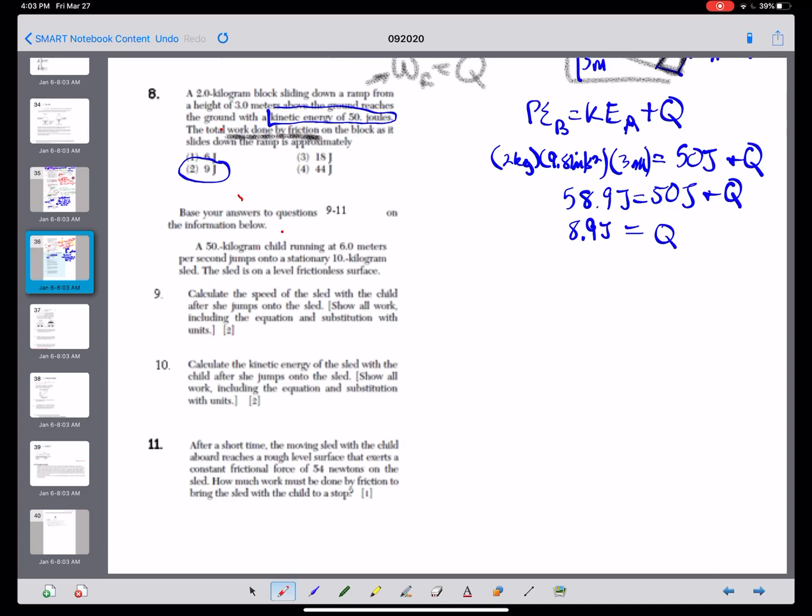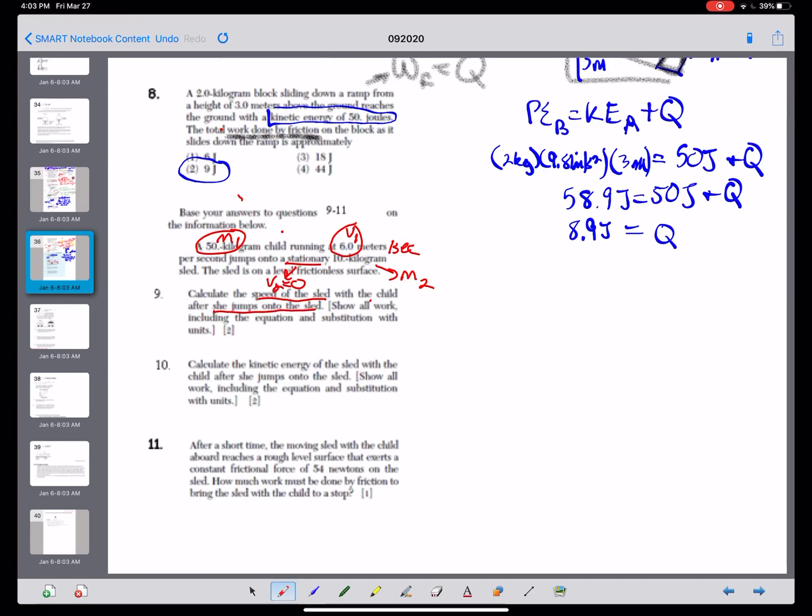Well, here's the giveaway. We have a mass of 50 kilograms, and she's running at a velocity of 6 meters per second. So we have a V and an M, and then she jumps onto a stationary sled. I want you to notice something. We're starting to set up an M1, an M2, a V1, and a V2. It said jumps onto a stationary sled, so we got a V2 of 0. And then it says calculate the speed of the sled with the child after she jumps on the sled.